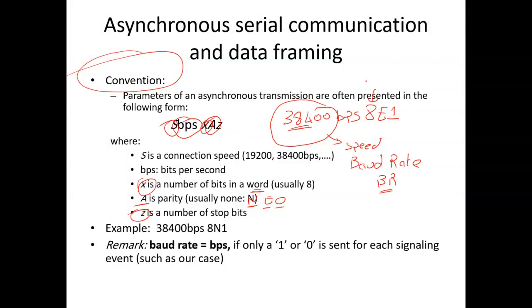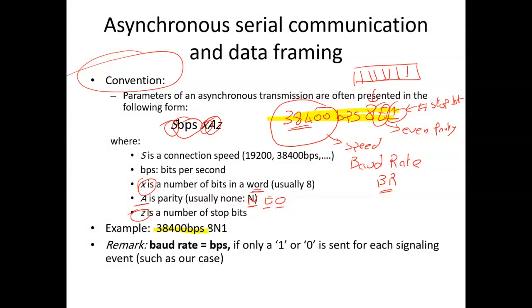Then this 8 means the data is 8-bit data. This E is the parity, so here we are using even parity. And this 1 here is the number of stop bits. Is this clear? So this is for the parameters of the communication.